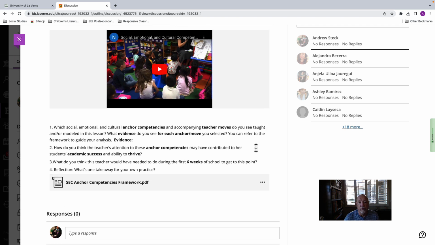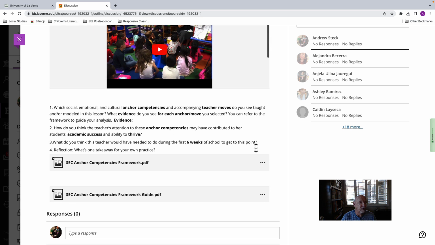You're going to respond to these questions. Which social emotional and cultural Anchor competencies and accompanying teacher moves, so take a look at the teacher moves in your framework, do you see taught or modeled in this lesson? What evidence do you see for each anchor or teacher move you selected? You can refer to the framework to guide your analysis.